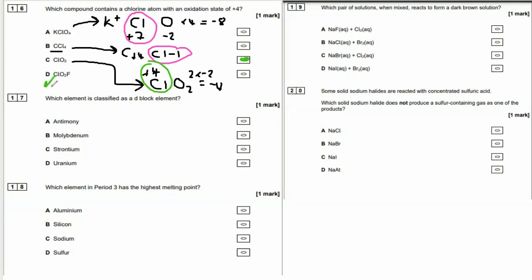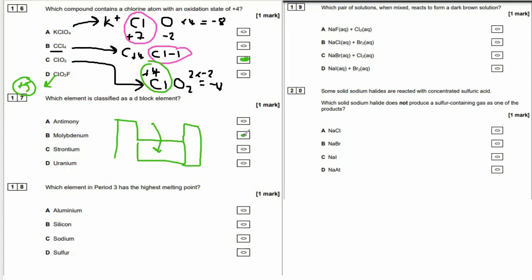Which element is classified as a D block element? Right, look at this incredible grade D GCSE art drawing. Your D block's in the middle here, so just look it up in your periodic table. It's molybdenum, or molybdenum. Can't really pronounce that.